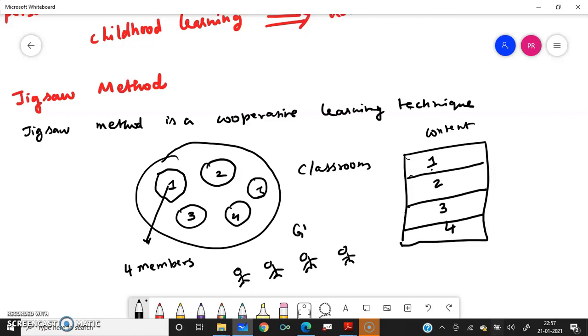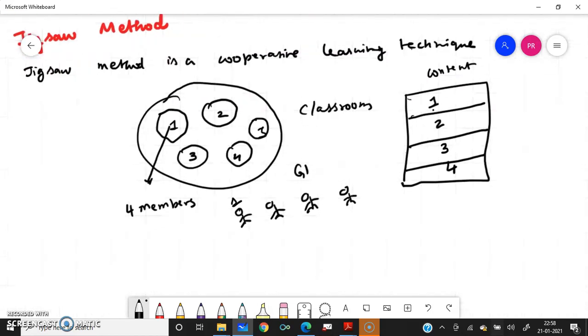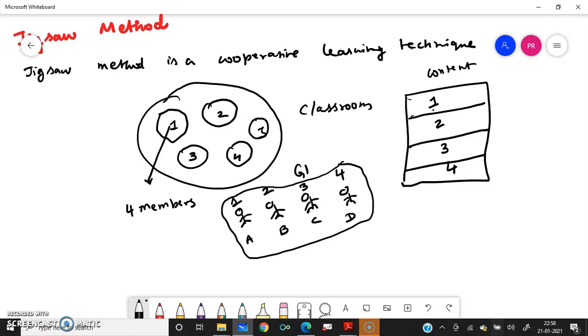Suppose this is my group G1. Content 1 is given to student A, and student B is getting content 2, student C is getting content 3, and D is getting content 4. So totally the content is divided into 4 parts, and there are 4 members in the group.